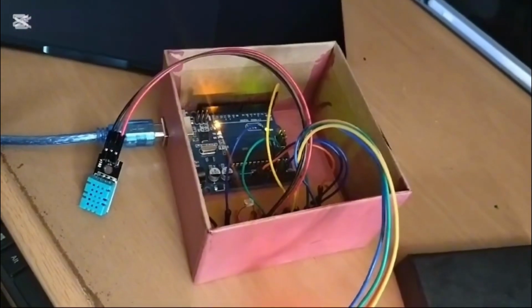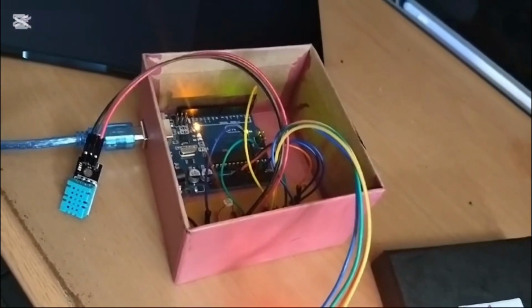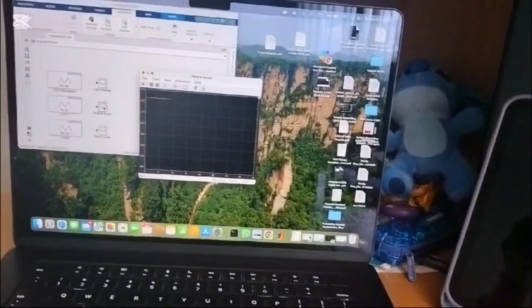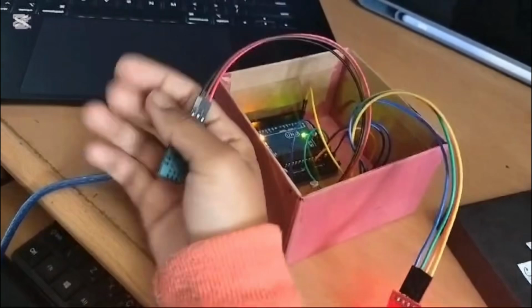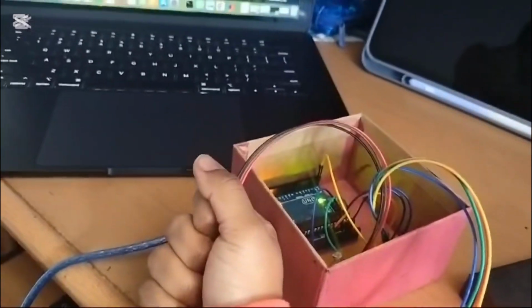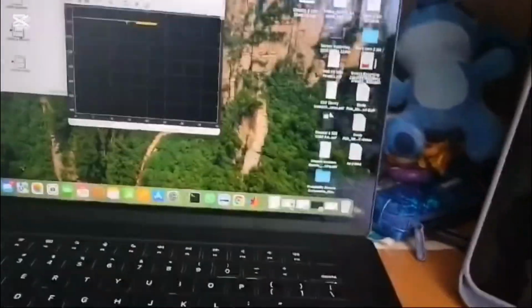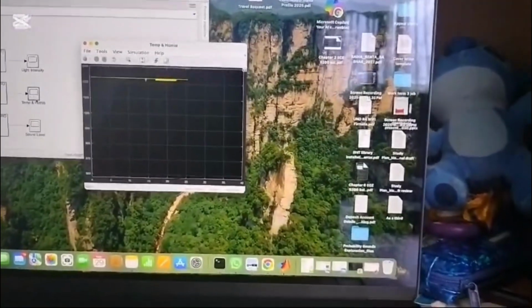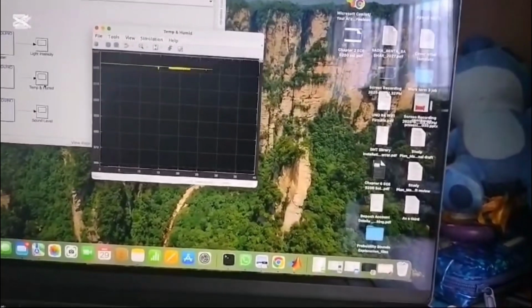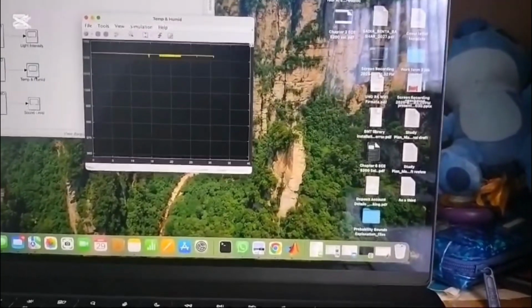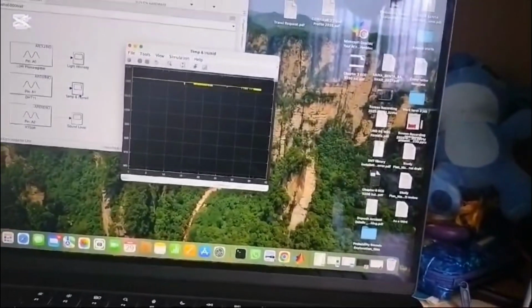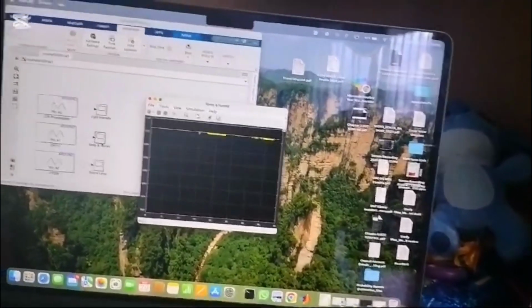Now we will test the temperature and humidity sensor, DHT11. Currently, the temperature and humidity are at a constant level. When I put the sensor in my hand, you can see the changes in the graph. Or when I talk and breathe near the sensor, the humidity level will change as well, as it detects the moisture in my breath. There you go. Over time, it will stabilize back to the ambient room condition.